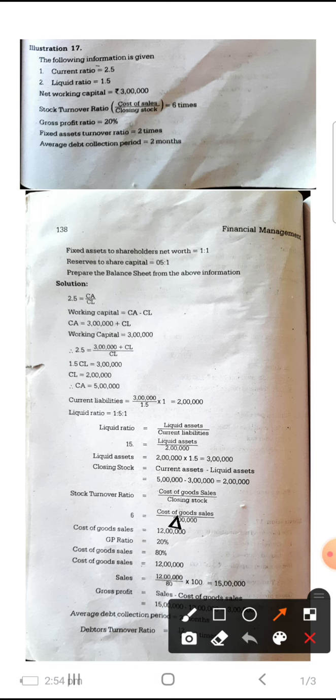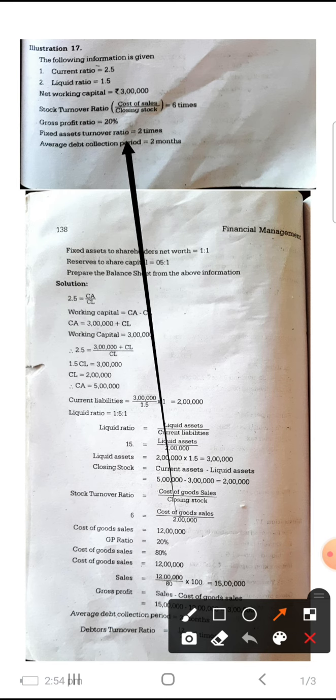Next is stock turnover ratio. Stock turnover ratio is cost of goods sold divided by closing stock. Cross multiply it. In the problem it is given as 6 times. Stock you have just calculated, 2 lakh, so cross multiply, you will get cost of goods sold, which is 12 lakh. Now gross profit ratio is 20%, so cost of goods sold is 80%.